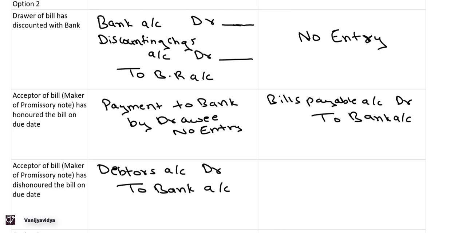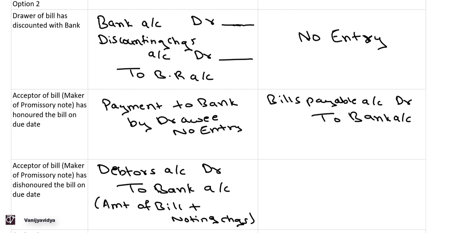Now this entry will be for the amount of the bill plus noting charges. Since there is a dishonor of the bill, there are some noting charges which are paid by the bank. So we have paid those noting charges to the bank and they are subsequently recoverable from the debtor. So this entry will be for the total amount of the bill plus noting charges.